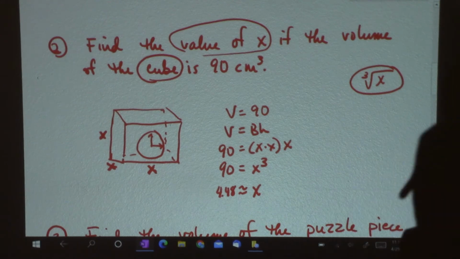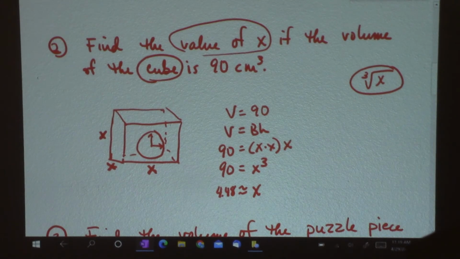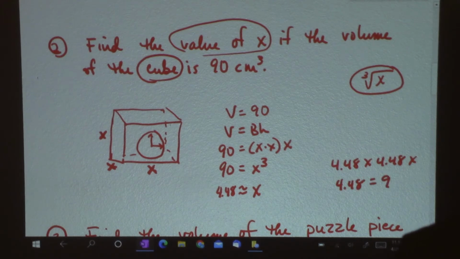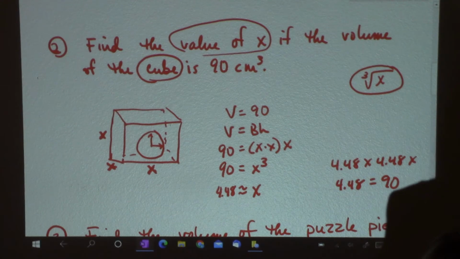4.48. Now just to review this, because you haven't looked at algebra for a while, what that means is that 4.48 times itself 3 times should be 90. X cubed, let me try that. 4.48 times 4.48 times 4.48, and I get 89.9, which would round up to 90. So that's what that means. Okay, let's do number 3.